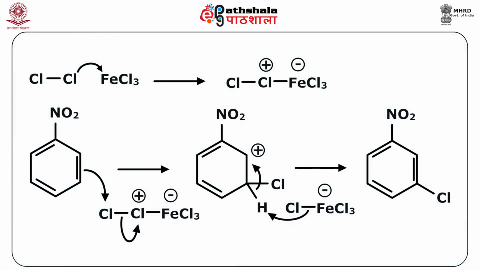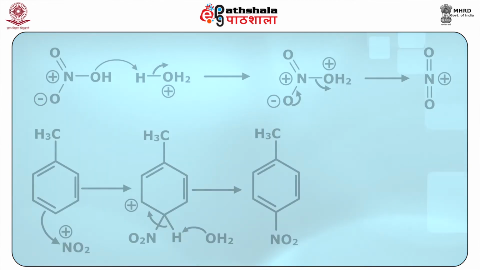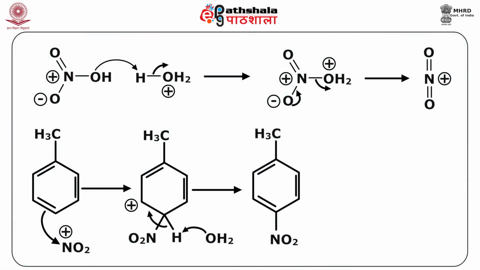Now consider the chlorination of nitrobenzene. Students, briefly I will tell you here that the nitro group is an electron deactivating group for the benzene ring, and this gives rise to a meta substituted product. Now the second example is the nitration. This happens by the replacement of a hydrogen with a nitro group.